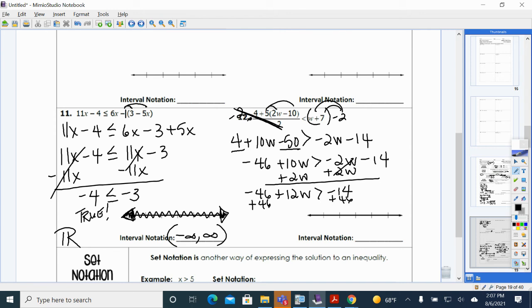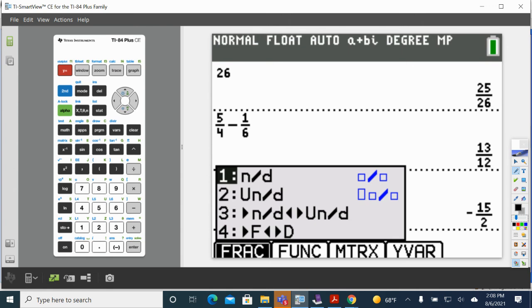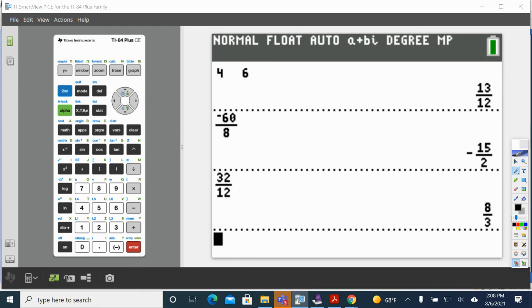And I'm running out of space here. Hopefully you guys can still follow. So then I've got 12w is greater than -14 plus 46, which is going to be a positive 32. Divide by 12, and it does not go evenly. I did divide by a positive 12, so my inequality sign is going to stay as a greater than symbol. 32 over 12. For those of you that need a little help reducing your fractions, it's going to become 8/3.